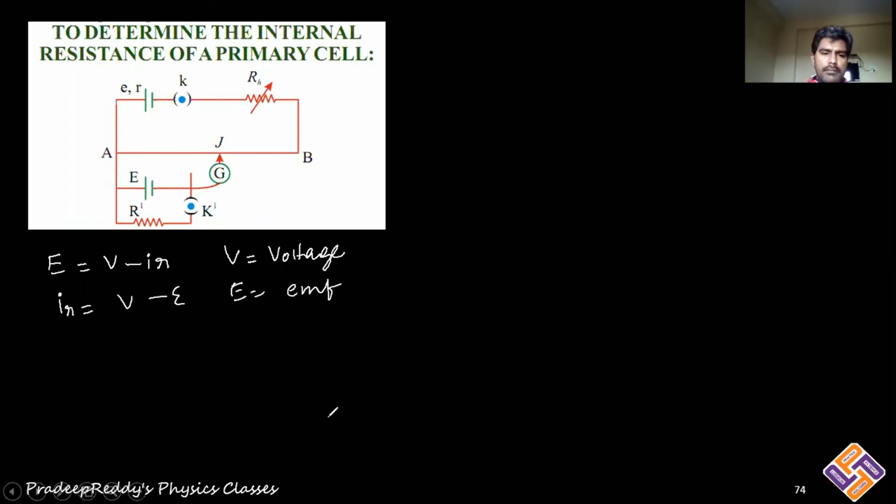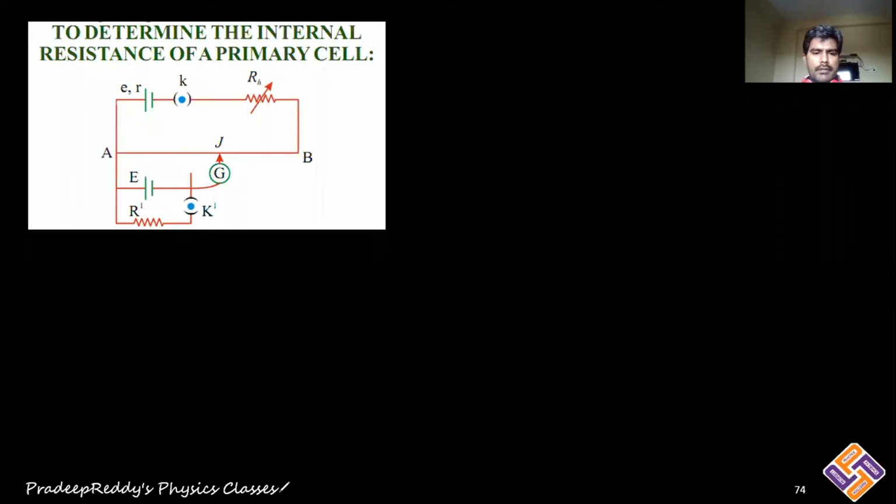I'm sorry. I have made one small mistake. I have written it reversely. If the cell is connected, V is equal to E minus IR. So EMF will be greater. EMF is greater in the discharging battery. E is greater than V. We know V is equal to E minus IR. From here you can write IR is equal to E minus V.